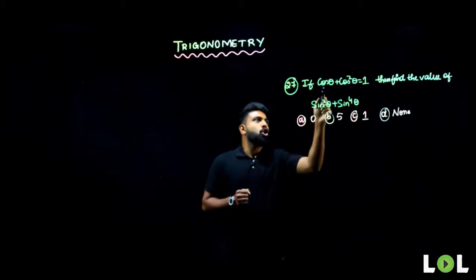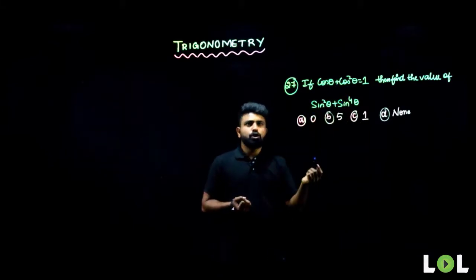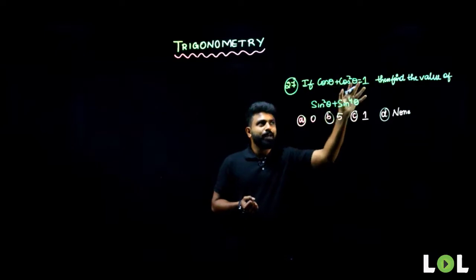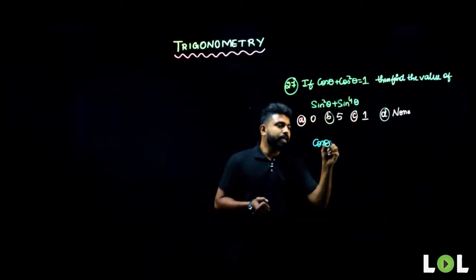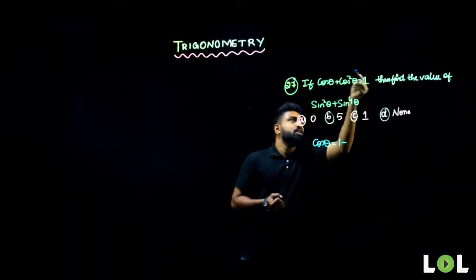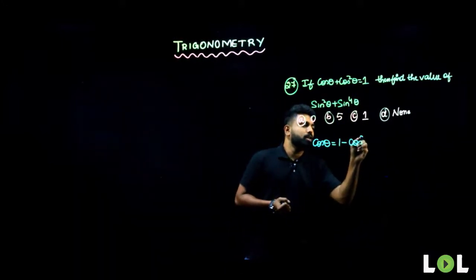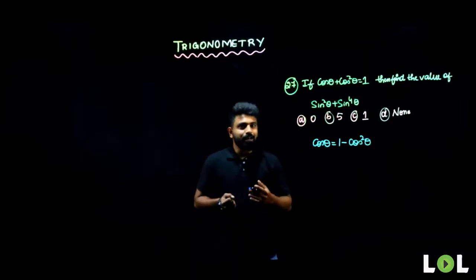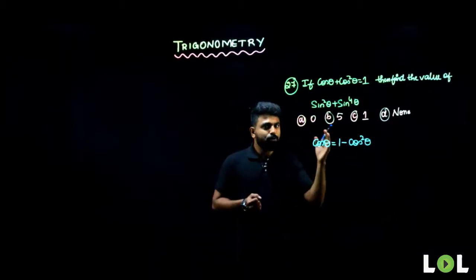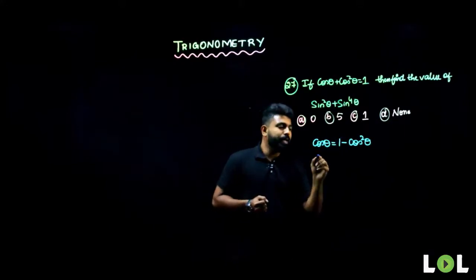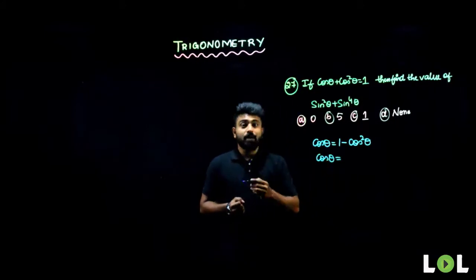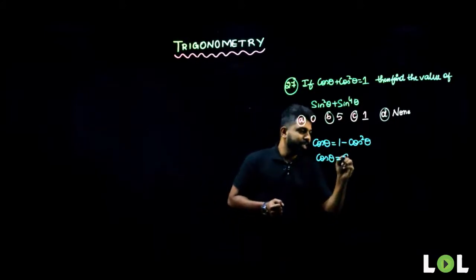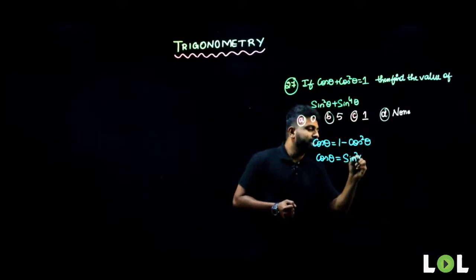They've told that cos theta plus cos square theta is equal to 1. So what I'll be doing, I'll just be taking cos square theta to the other side. So now what will I be left out with? Cos theta will be equal to 1 minus cos square theta. We know that sin square theta plus cos square theta is equal to 1. So what is 1 minus cos square theta? 1 minus cos square theta will be sin square theta. If you don't know this identity, please go back to our first session and watch the basics there. So we'll be left out with sin square theta here.